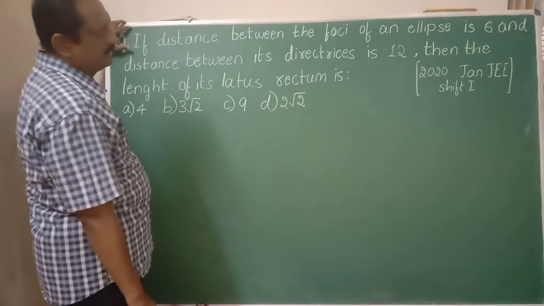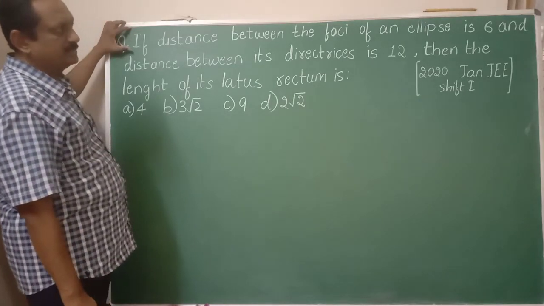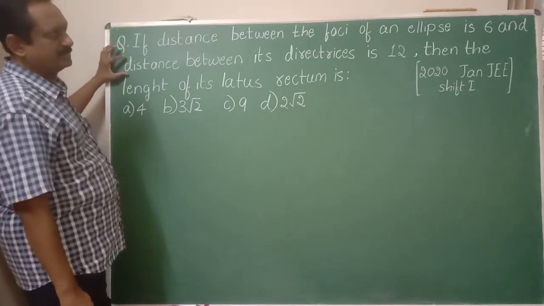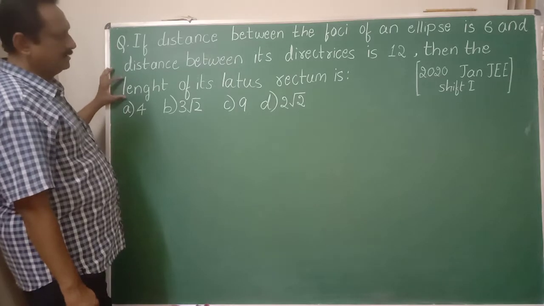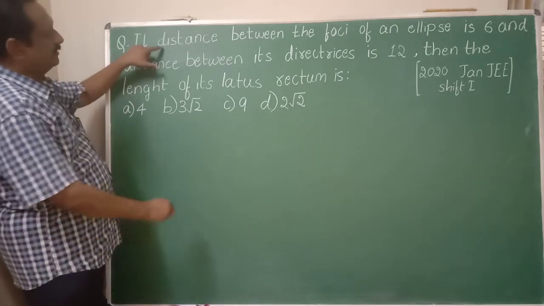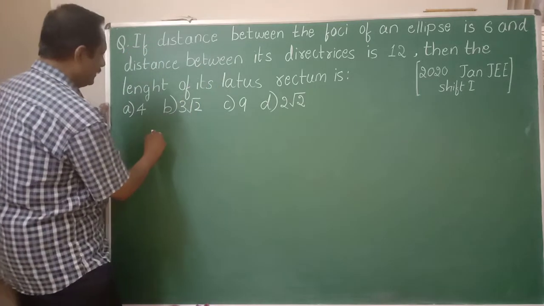If the distance between the foci of an ellipse is 6 and the distance between its directrices is 12, then the length of its latus rectum is what here? Okay. Here they have given the distance between the foci.